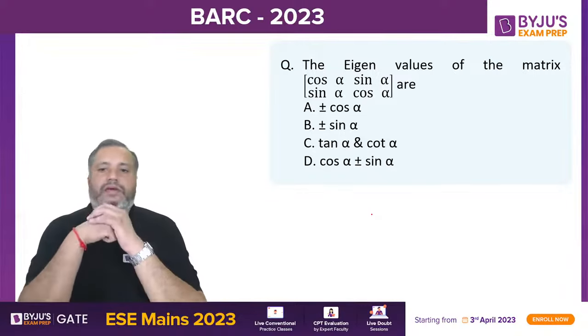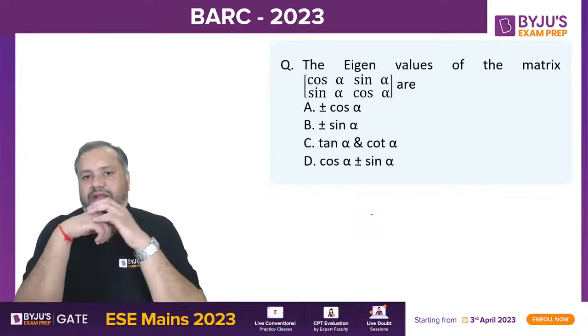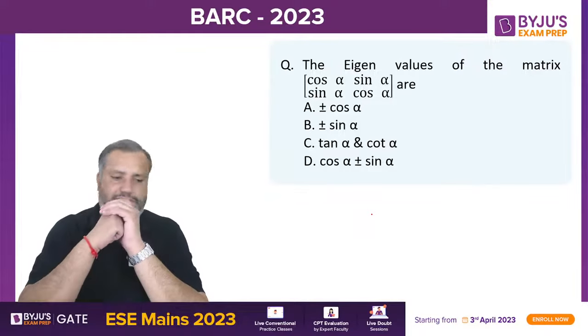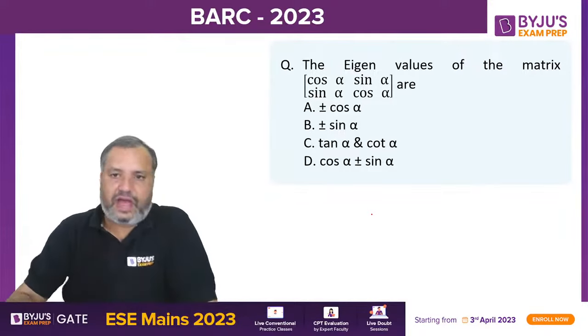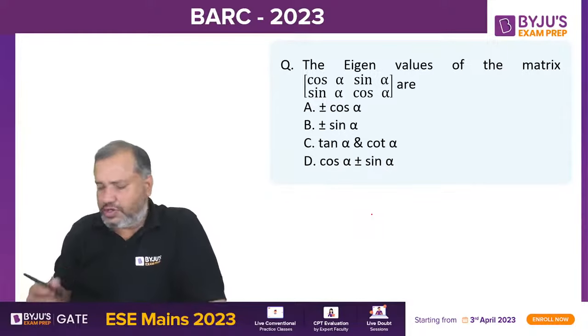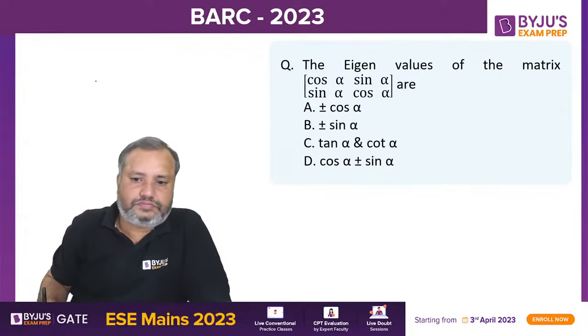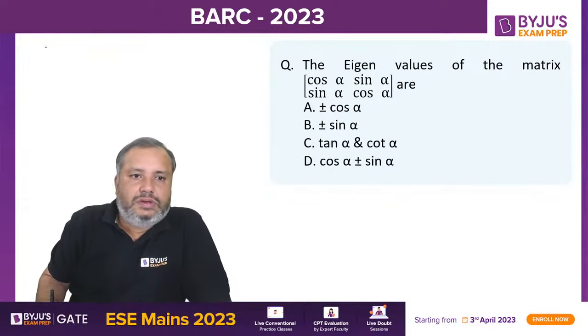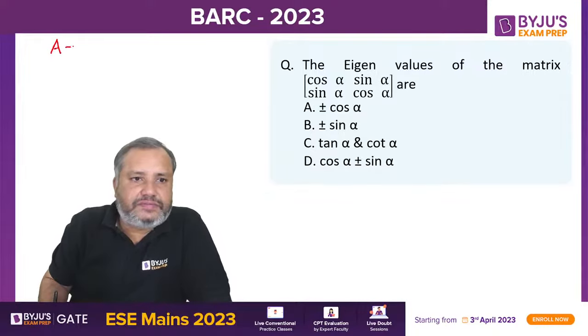Come on. The eigenvalues of this matrix: cos alpha, sin alpha, sin alpha, cos alpha. Everyone should answer this. How are we going to prove the eigenvalues of this matrix? Characteristic equation: determinant of A minus lambda I equal to 0.